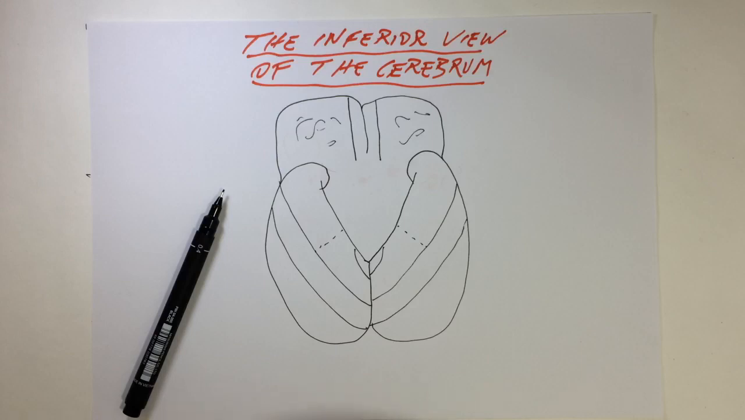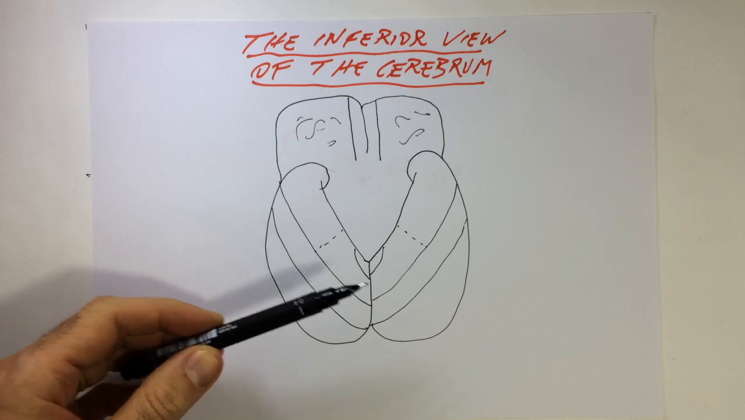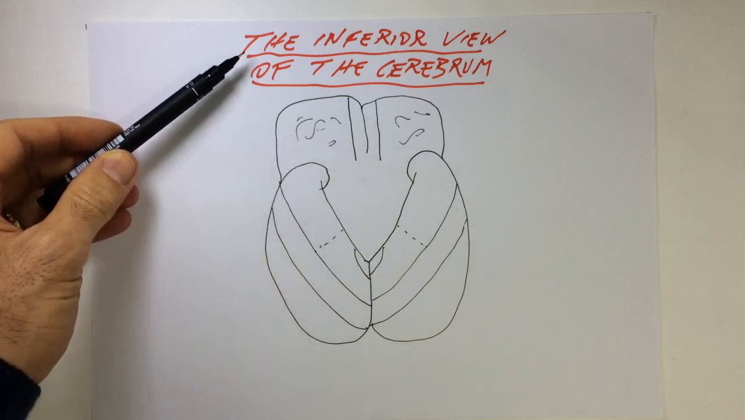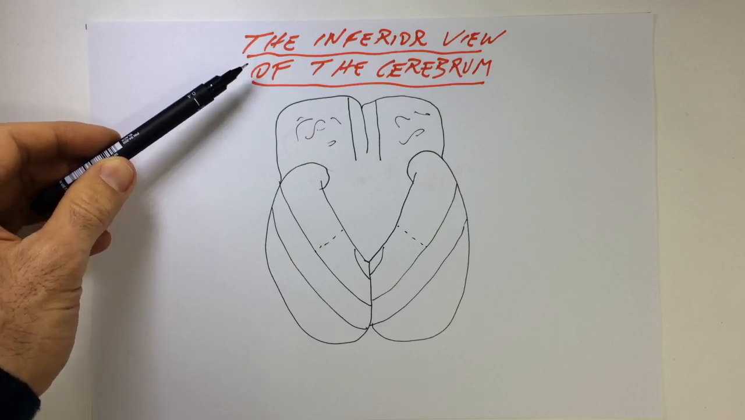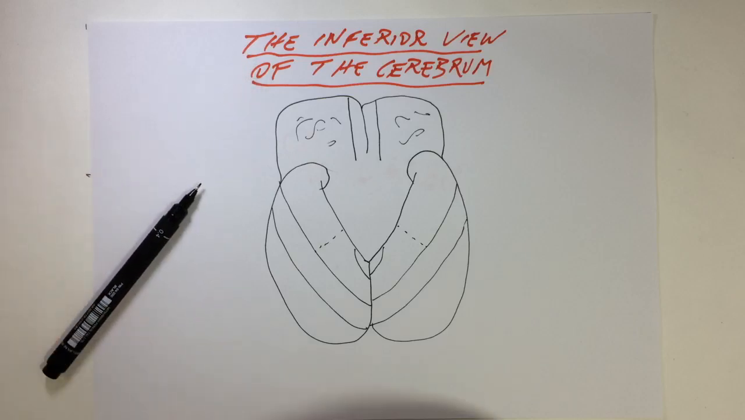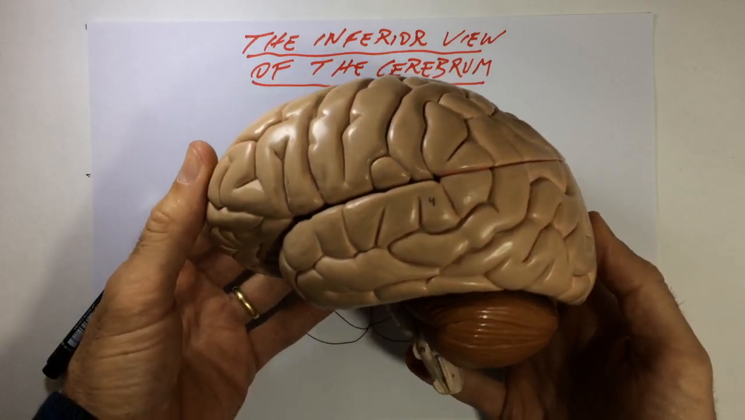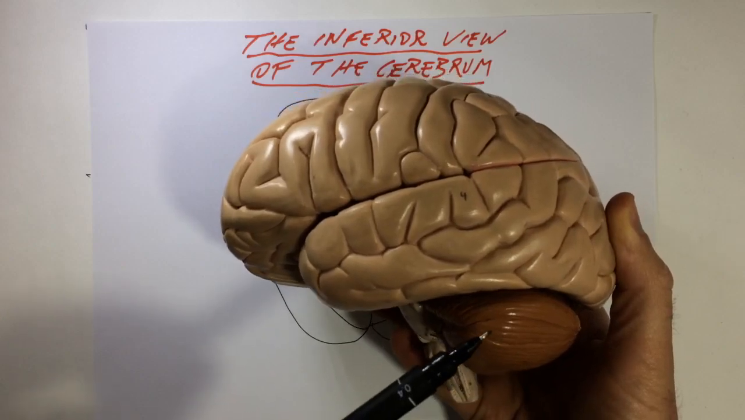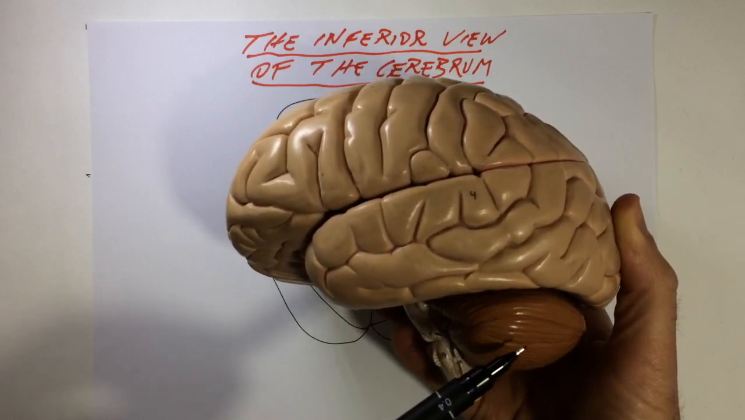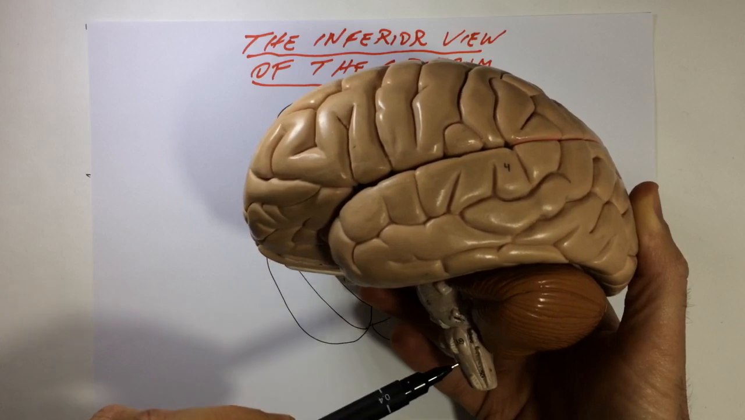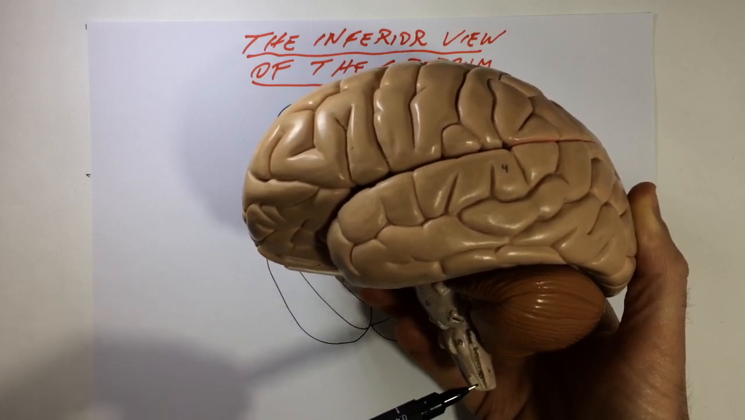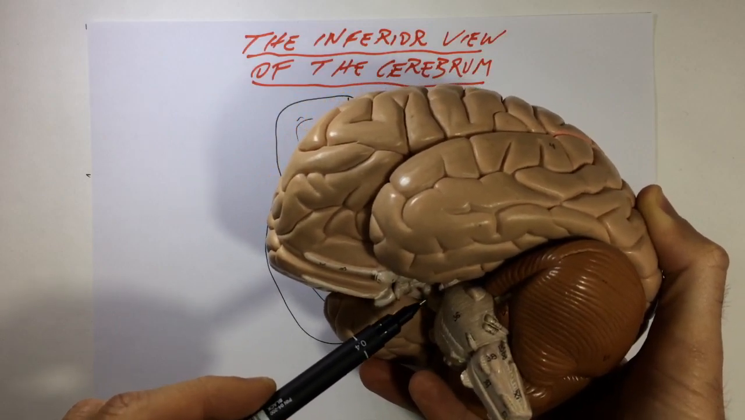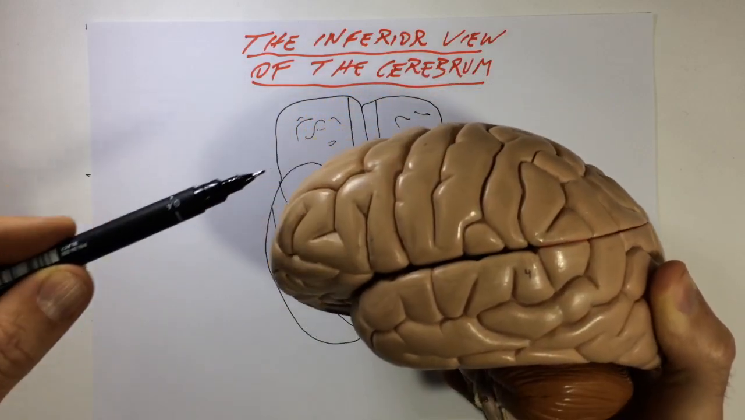And today I'm going to show you guys how to draw and how to name all the sulci and gyri of the inferior view of the cerebrum. We're going to start by showing a model of the brain. So that's the whole brain. Here we have the cerebellum down here in the back, the brainstem down here, divided in medulla oblongata, pons, and up here the midbrain, and that would be the cerebrum.